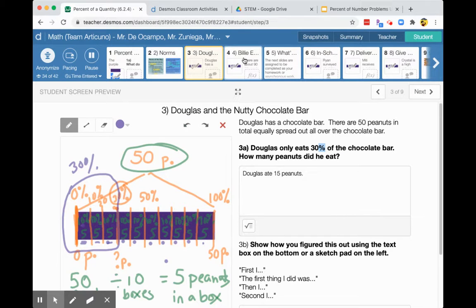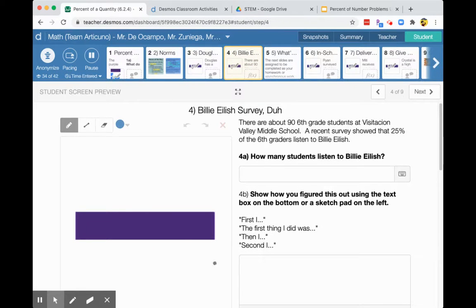And then for those of you who missed out on number 4, there are about 90 sixth graders at Viz Valley Middle School. So pretend this bar represents the whole school. This is the whole school. And there's 90 students. A recent survey showed that 25%, actually we had changed this to 20. So we're not doing 25%, we're doing 20. 20% listen to Billie Eilish. Okay, how many students listen to Billie Eilish?